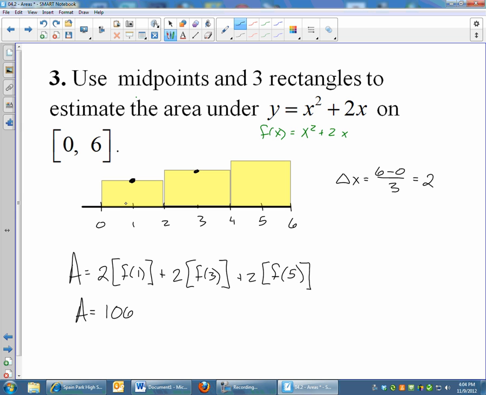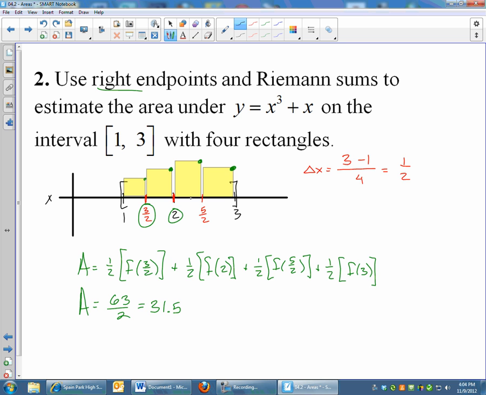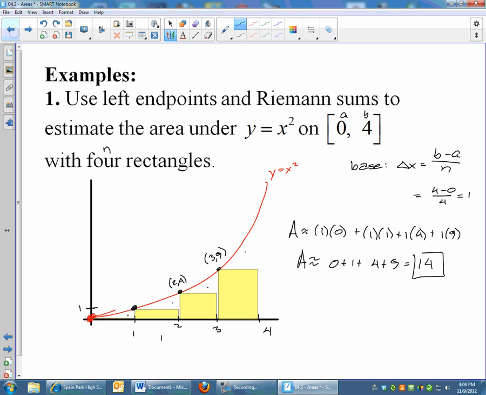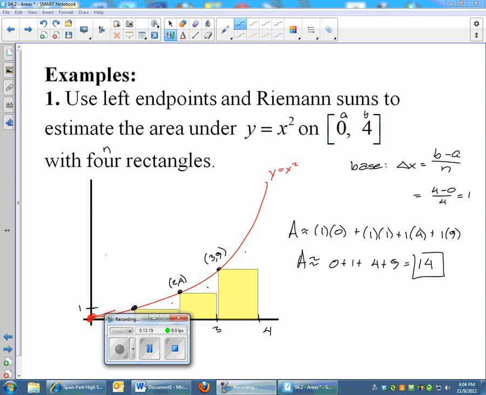So real basic concept here, it's simply area of rectangles, and for each rectangle you have to determine the base and the height, and just be aware of whether your height is determined by the midpoint. In this problem it was the right endpoint, and in this problem it was the left endpoint. And you just simply add up all those areas. It is usually going to be a bad approximation, but this is what we're going to use for now, until we learn some techniques to get more accurate answers.